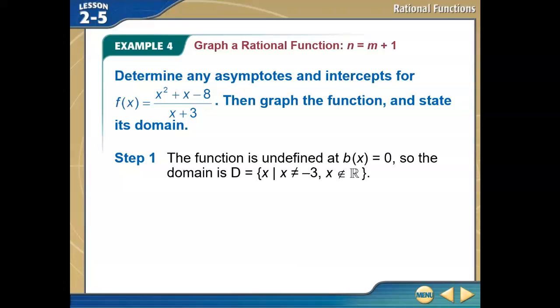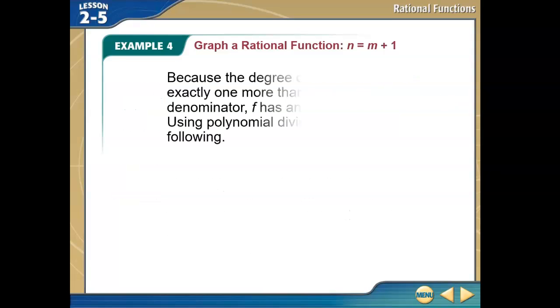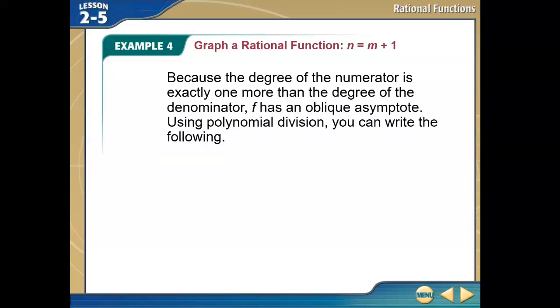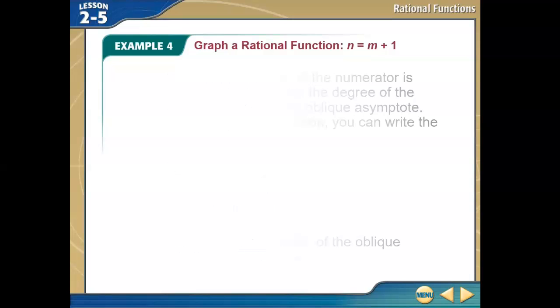So that's the domain and the vertical asymptote. It's everything except for negative 3. The degree of the numerator is greater than the degree of the denominator, so there is no horizontal asymptote. There's that oblique asymptote. Okay, polynomial division. So they divide it out, and they get x minus 2 with a remainder. So once again, we don't really care about the remainder. This x minus 2 is the equation for our oblique asymptote. Therefore, the function has an oblique asymptote at y equals x minus 2.